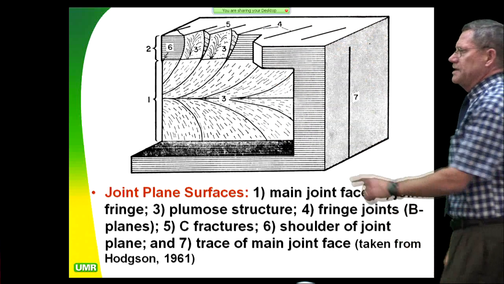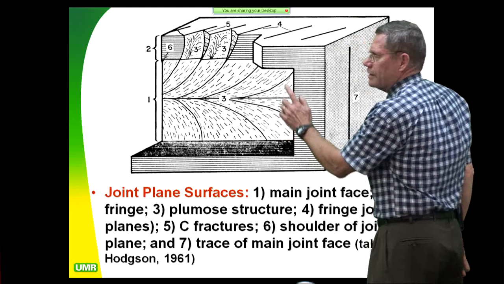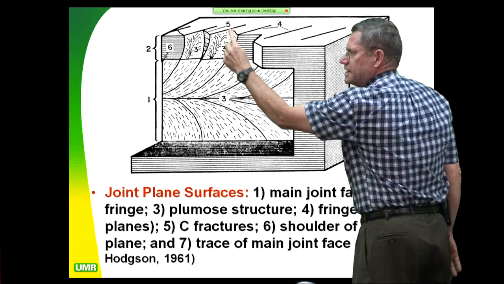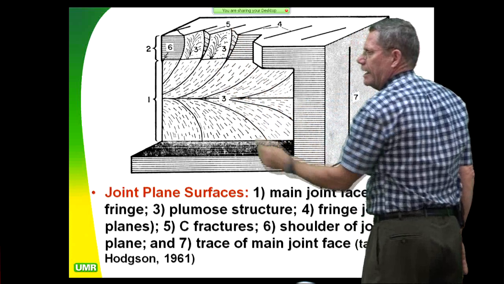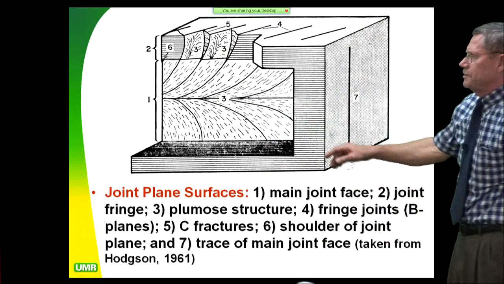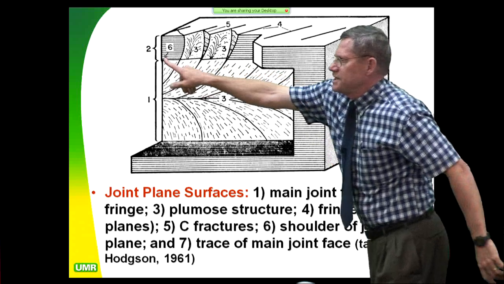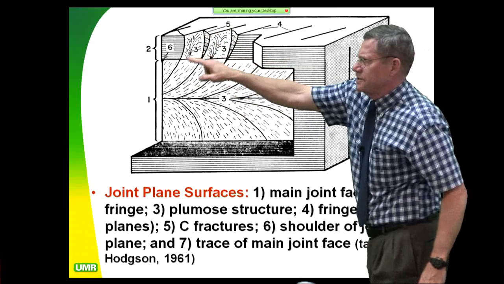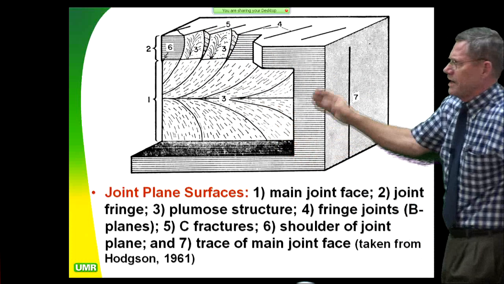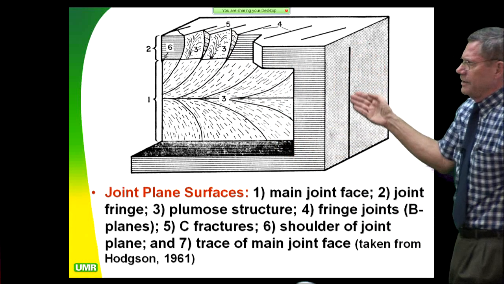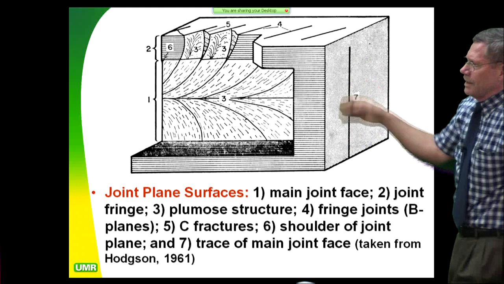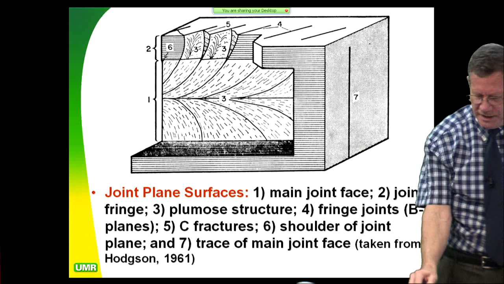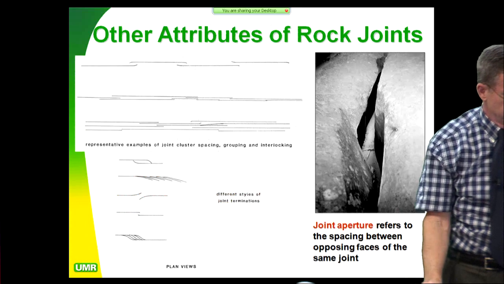And then five, C fractures. You can actually see that. These are called the C fractures, where these things come up like that. And then six are the shoulder of the joint, which is this line, the demarcation here between where it's really flat and where you get it turning off at an angle, and then the trace of the main joint out here on the free face. And this is from Hodgson's thesis. It was a petroleum geology thesis back in 1961.